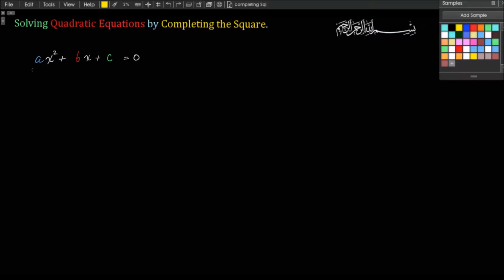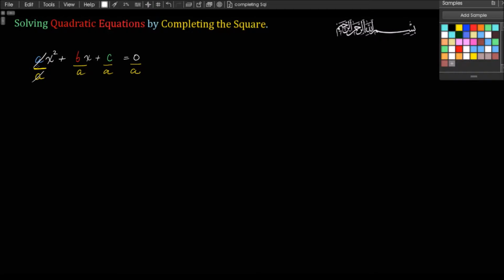Okay, so the first thing that we have to do, if you recall, is to make sure that the coefficient of the x squared term is 1. In this case, it's a. A could be 1, but it could be any other number. It could be -2, square root of 5, or whatever, right? So the first thing that we have to do is to make sure that this coefficient is 1. Well, we're going to do that by dividing everything by a like this.